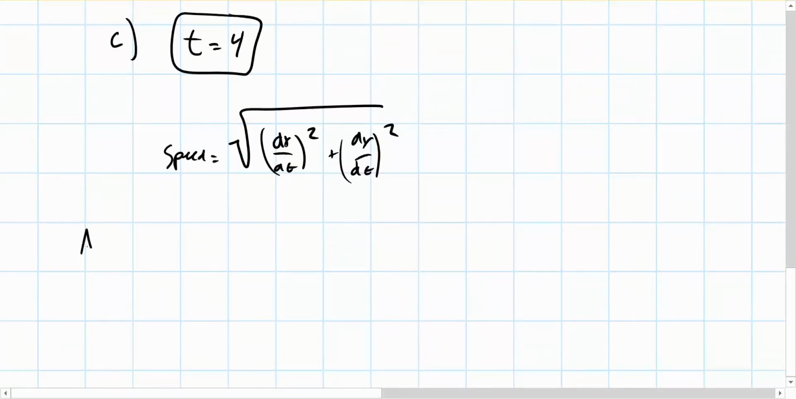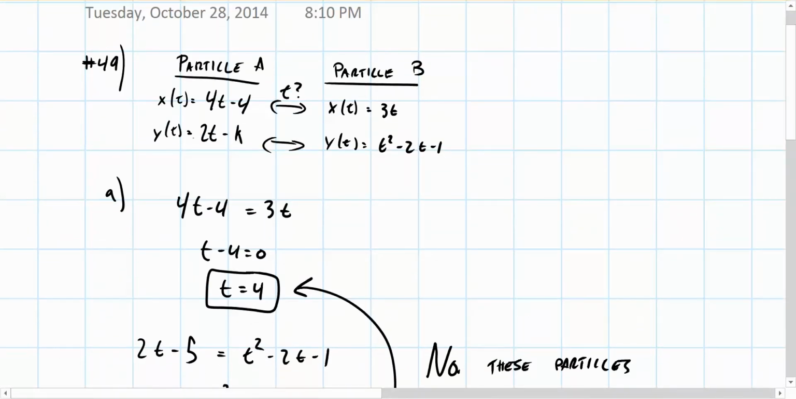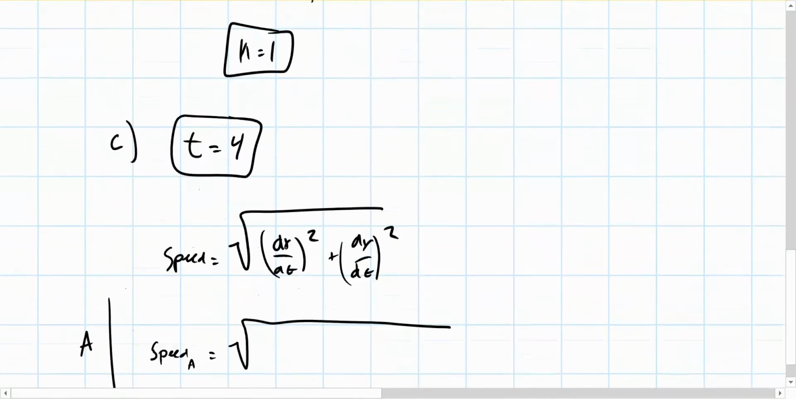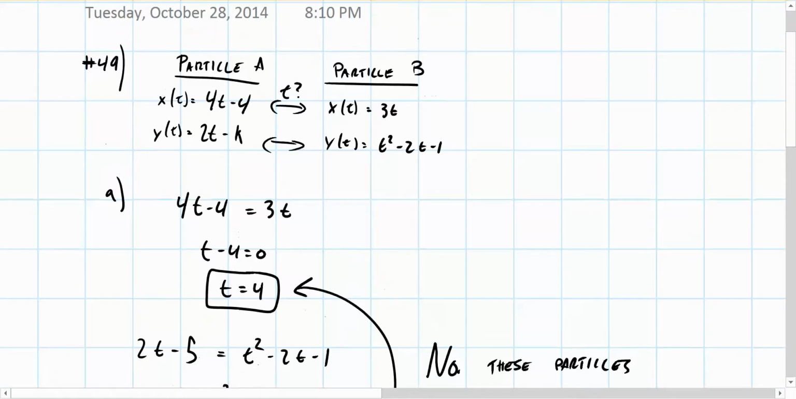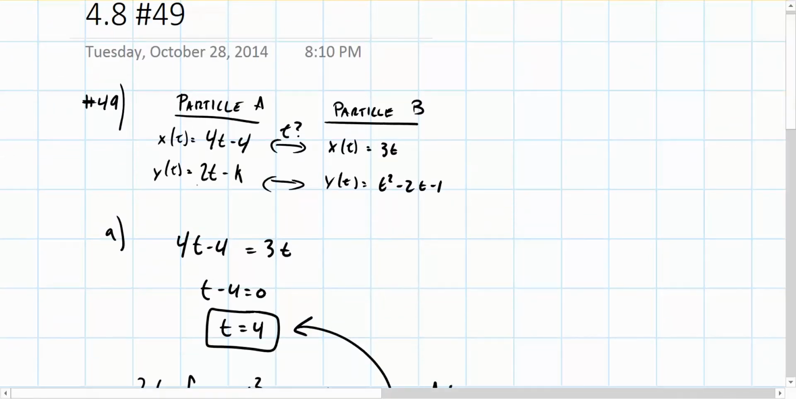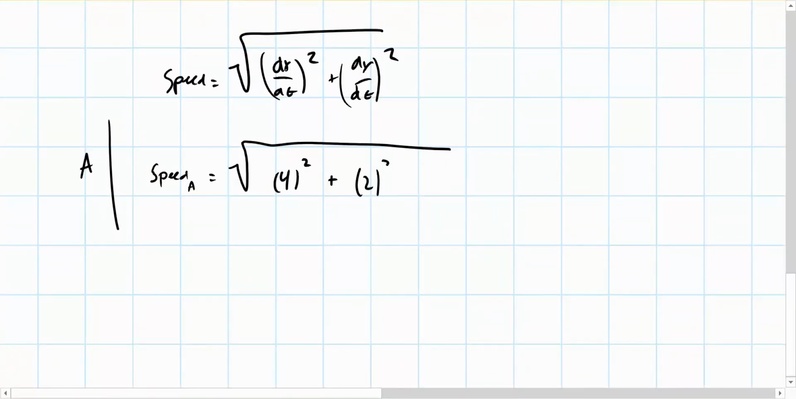Let's start with particle A. Speed sub A is going to equal the square root of dx dt squared. Let's go back up to the x equation, 4t minus 4. The derivative of 4t minus 4 is simply 4. So that'll be 4 squared plus dy dt squared. The derivative of 2t minus k, the k, since it's just a constant, will become 0, and the derivative will become 2 squared. So this will equal the square root of 16 plus 4, or the square root of 20.